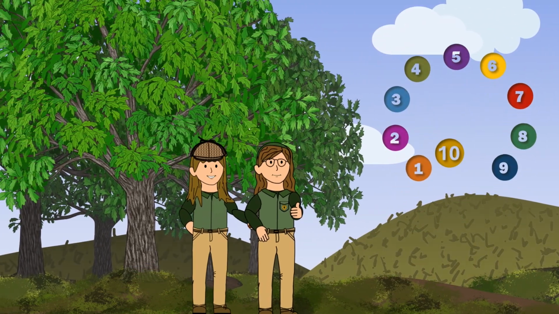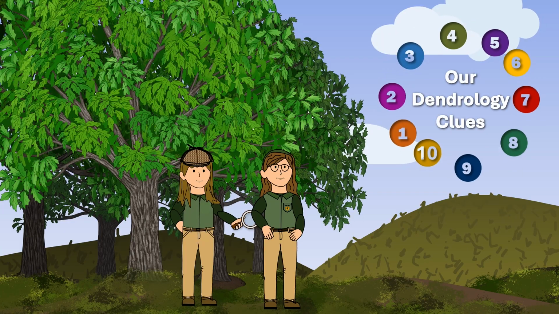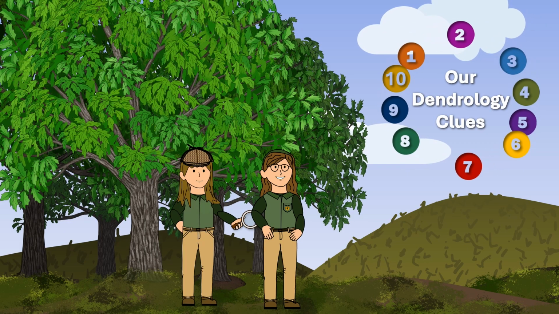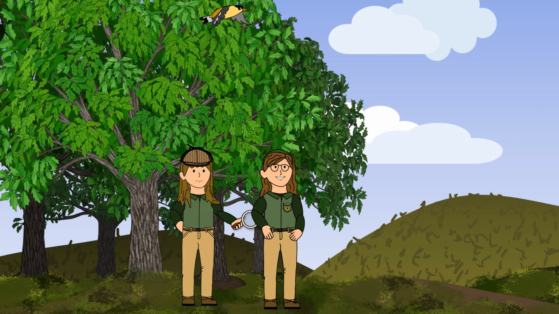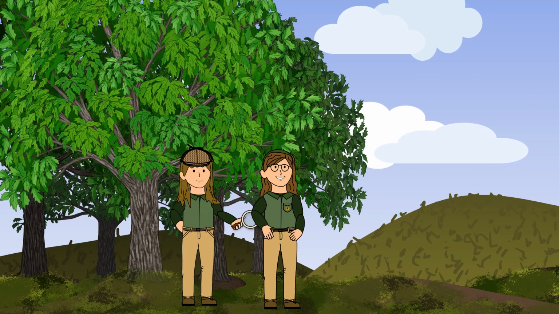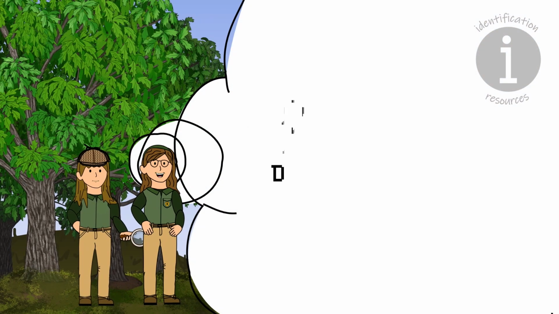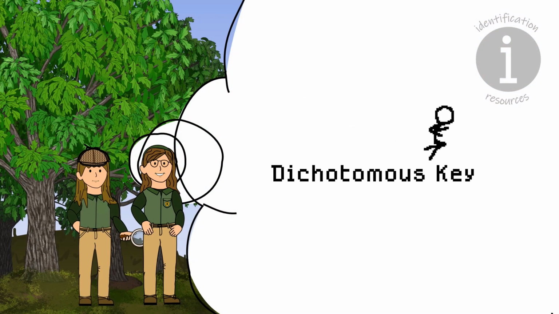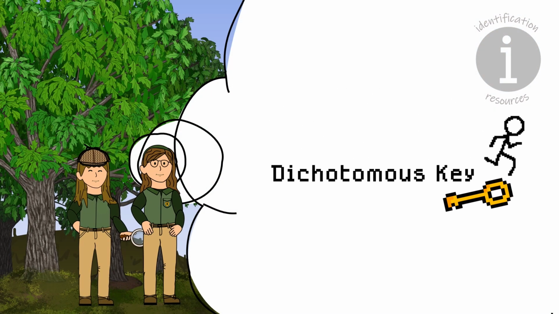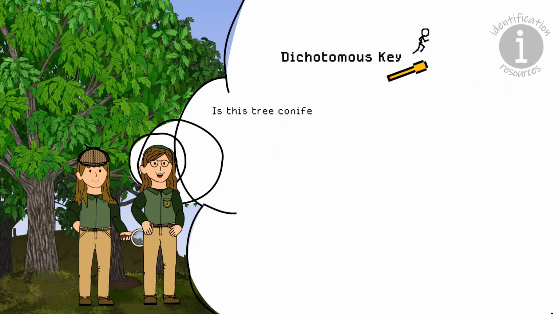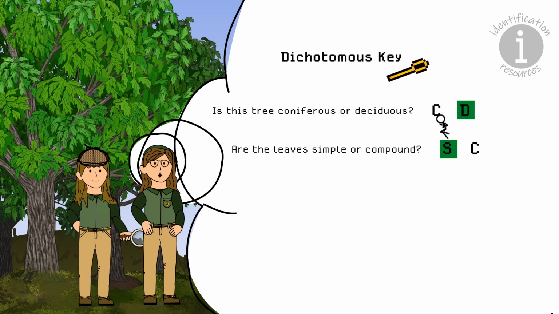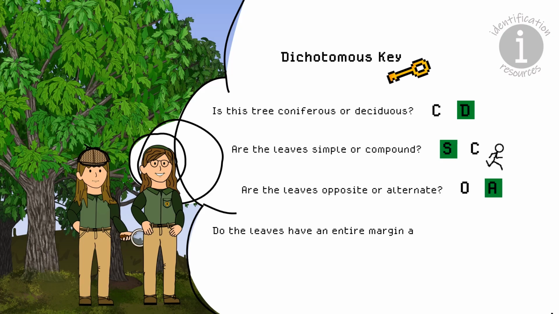Now that we've gathered all of our clues, what do we do to solve our mystery? Well, there's a couple of different options. Using all of our clues, we can now consult identification resources armed with information. My favorite place to start is with a dichotomous key. Now, the name dichotomous key may be a little intimidating, but it's essentially what we just did together. Dichotomous keys will ask you a series of questions, and with each additional question, it will narrow down the possible species of your mystery tree.